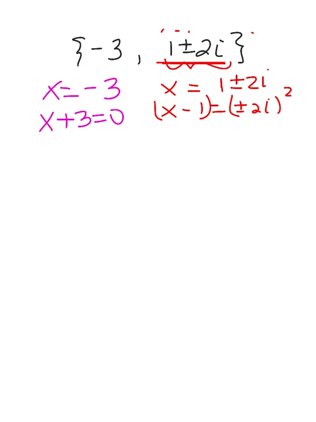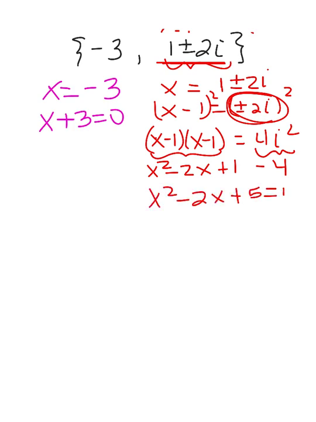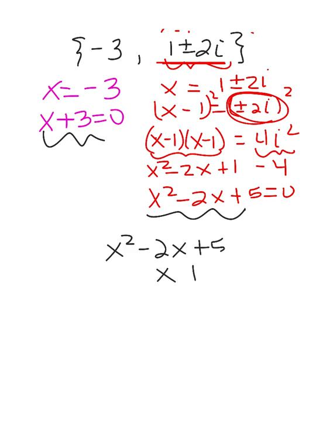So I square x minus 1, and that becomes x minus 1 times x minus 1 equals, when I square this guy here, I get positive 4i squared, which then becomes negative 4. So on the left side, I get x squared minus 2x plus 1, and I add 4, I get x squared minus 2x plus 5 equals 0. So now I have to take the x plus 3 and the x squared minus 2x plus 5, and I need to multiply them together.